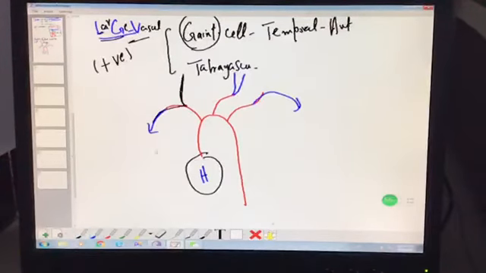In large vessel vasculitis, giant cell vasculitis involves these arteries, the carotid system. Large vessel in the giant cell category: here we have the inflammation of the carotid artery, external carotid or internal carotid. The granulomatous inflammation is present inside the carotid artery.